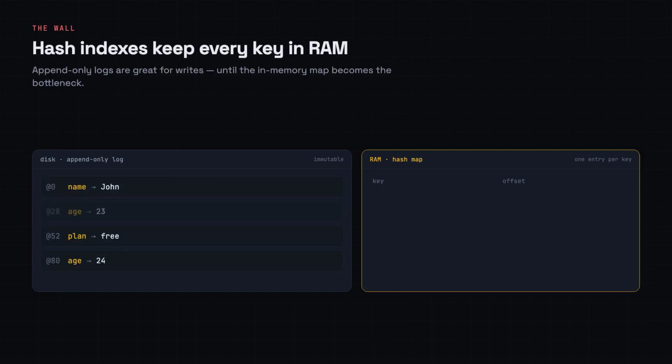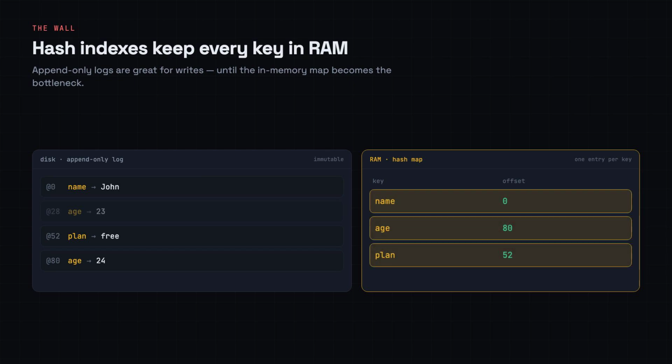Every write appends to a log. Set name equals John. Set age equals 23. Set plan equals free. Then age updates to 24, a new line at the end. The old age stays on disk, but we ignore it. In RAM, we keep a hash map. Each key points at the byte offset of its latest value. Name at 0, age at 80, plan at 52. Reads are one map lookup, one disk seek. Beautiful, as long as every key fits in memory.